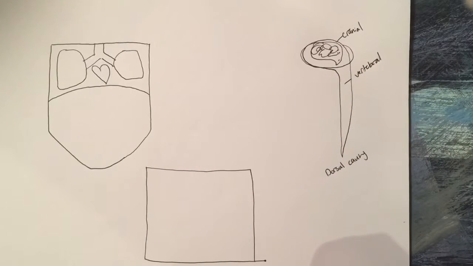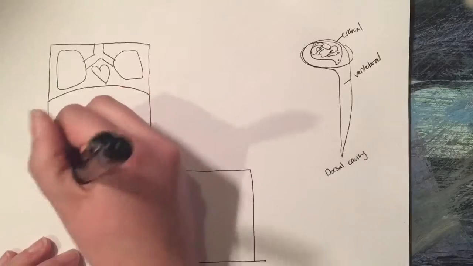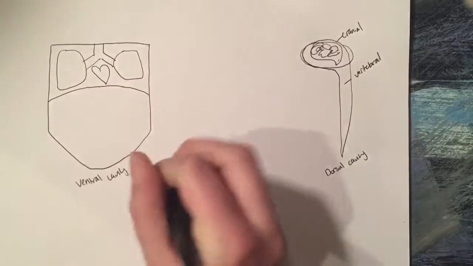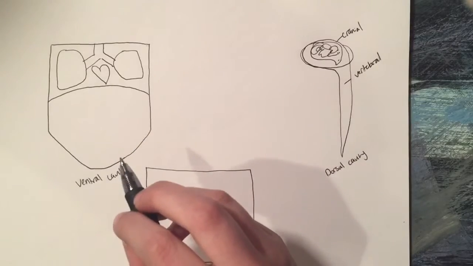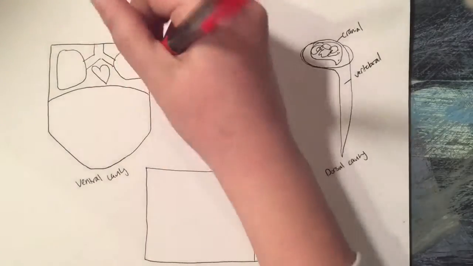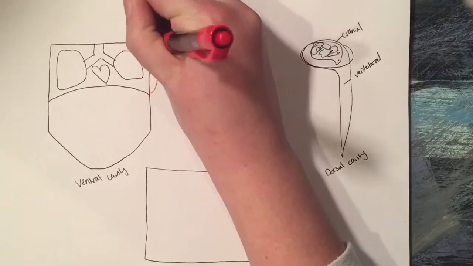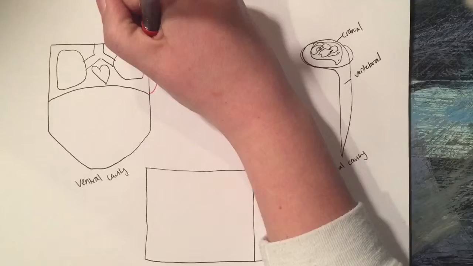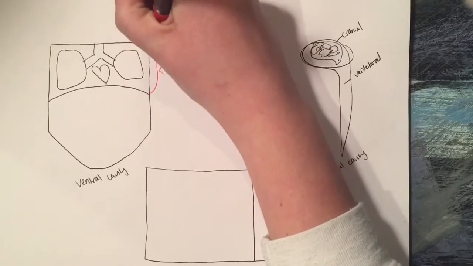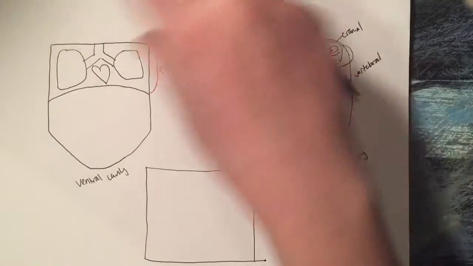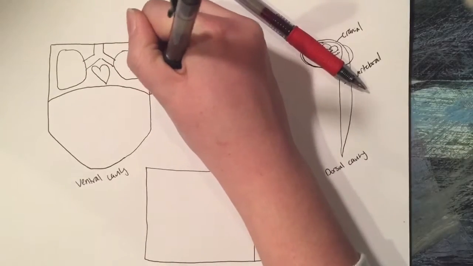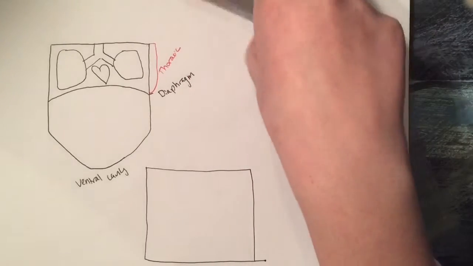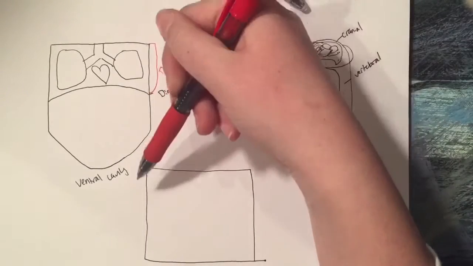Next, the main one, is your ventral cavity, which is your front, so your thoracic and your abdominal. So your thoracic cavity is basically below your clavicle and above your diaphragm. And this is your diaphragm. And then abdominal is anything below your diaphragm.